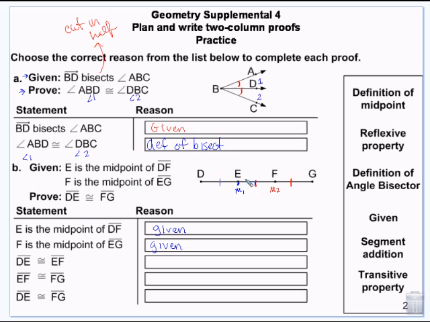So I've got DE is congruent to EF. That's the definition of midpoint. Right? Because if I have a midpoint, that tells me that two sides are equal. And then EF is congruent to FG. That's also a defined midpoint. So if I have DE is the same as EF and EF is the same as FG, then that tells me that DE is the same as FG. That's transitive.